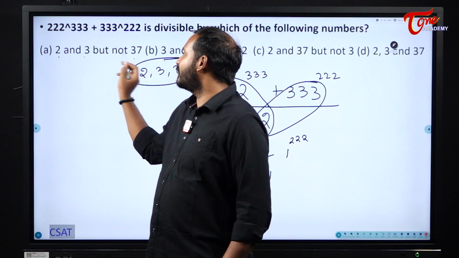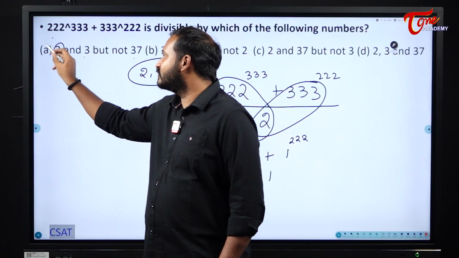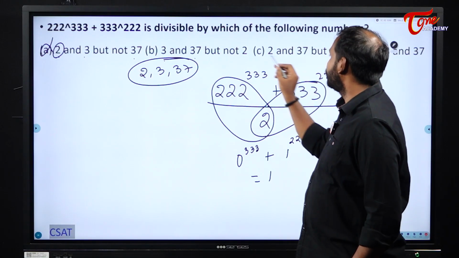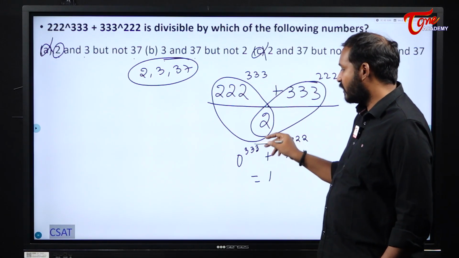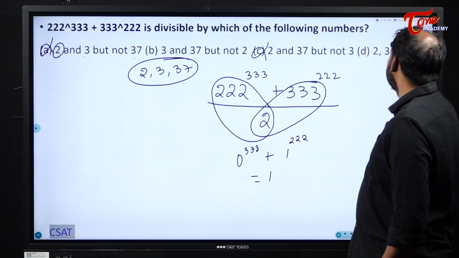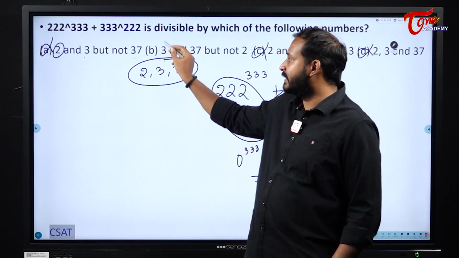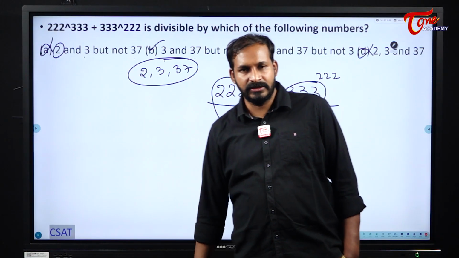2 and 3 but not 37. Actually it is not divisible by 2, so this is not my correct answer. Next, 2 and 37 but not 3. This one is also gone, because it is not divisible by 2. Next, 2, 3 and 37. This one is also gone. So we are left with only one option, that is B.